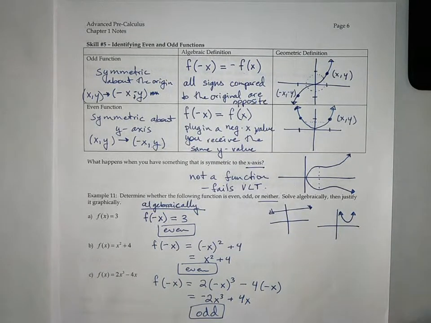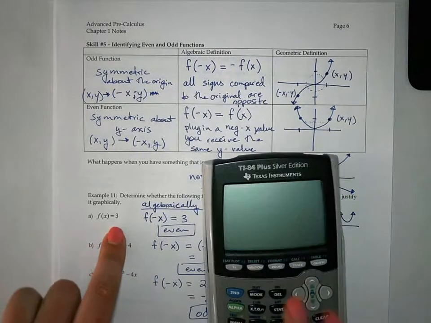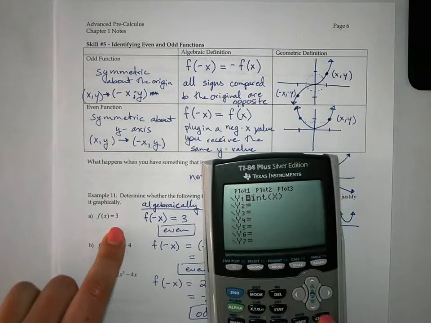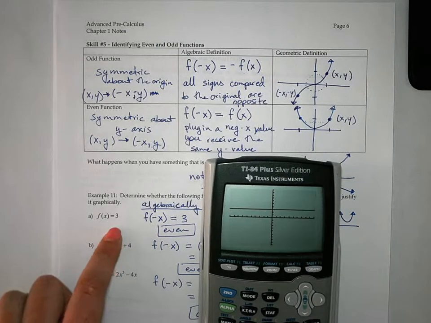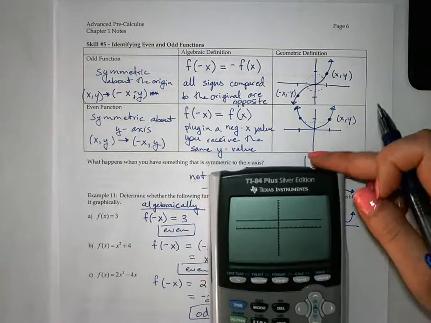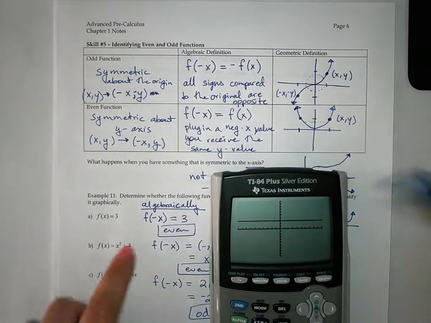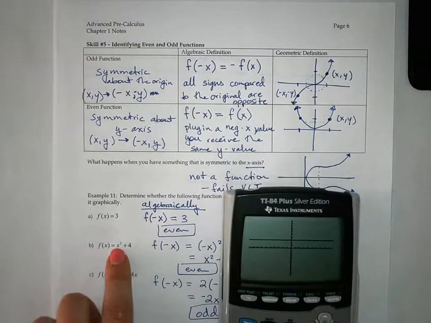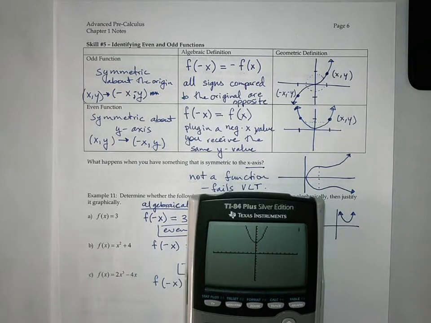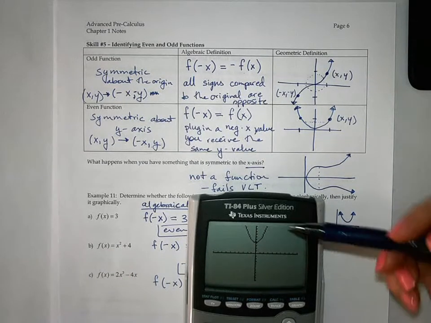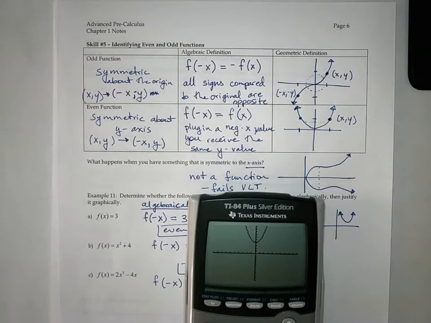When we do it graphically, we can look at the pictures for this, and I'm just going to use a calculator for us. This one here, we have a straight line going across, so we'll say this one reflects about the y-axis, even. X squared plus 4. This one we're going to have your parabola, and looking at the parabola, we say again, symmetric about the y-axis, an even function.